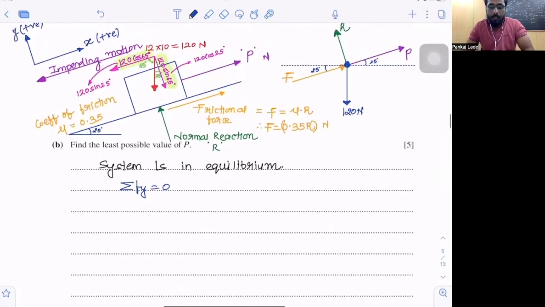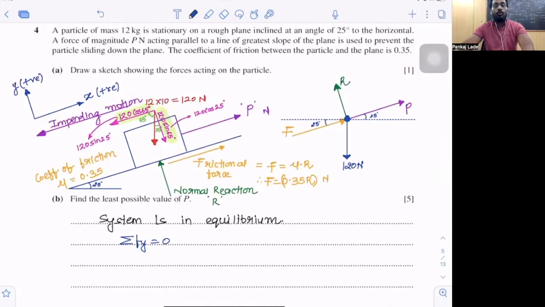So look at the diagram. Can you identify the two forces which are perpendicular to the plane? So you have guessed it right, students. One of them is the normal reaction R, the green colored force going in the upward direction, and the pinkish colored force which is going in the downward direction, 120 sine of 65. These are the only two forces which are perpendicular to the plane. So they are along the y-axis.